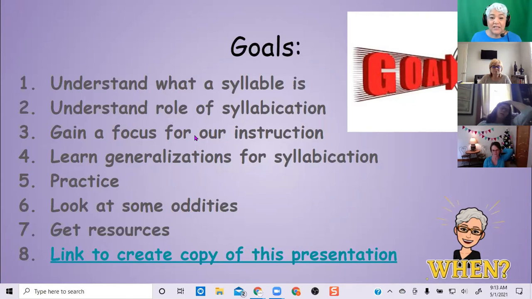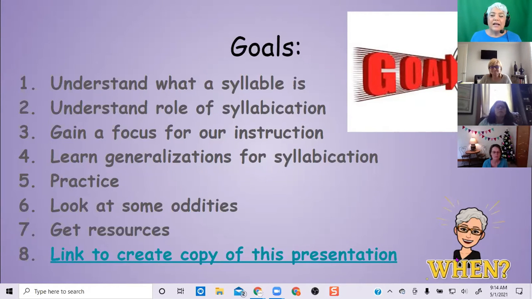That's the big thing today, is the focus for our instruction. We'll talk about the generalizations. We will do practice. We'll look at some oddities, and I have some links to resources. Okay, eye on the goal. We want to keep our eye on the goal. I'm going to try to remember to talk about when.